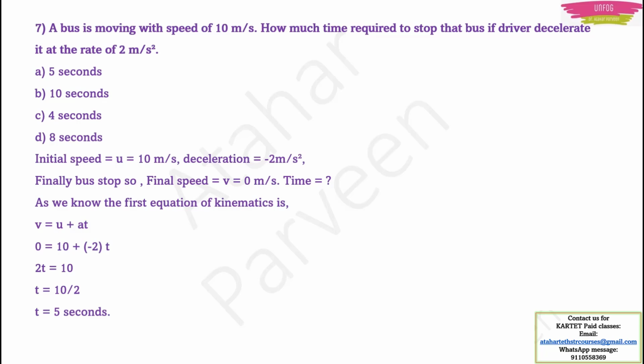Now, by understanding what is given, we should get an idea about which formula we have to use. Initial velocity is there, acceleration is there, final velocity is there, just time is not there. So we can simply use v = u + at. We can substitute and find the value of the time required to stop that bus. Here it comes out to be 5 seconds. So option A will be the right answer.